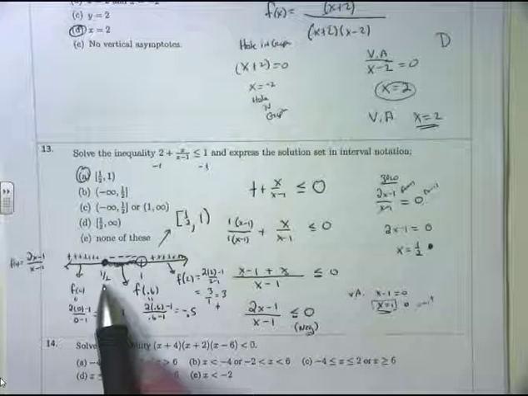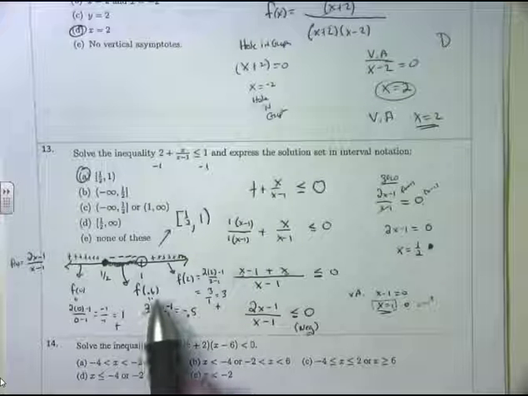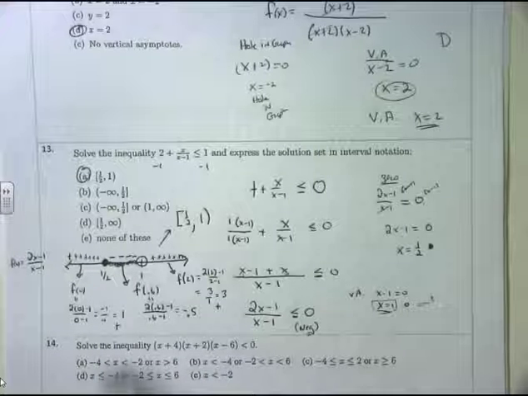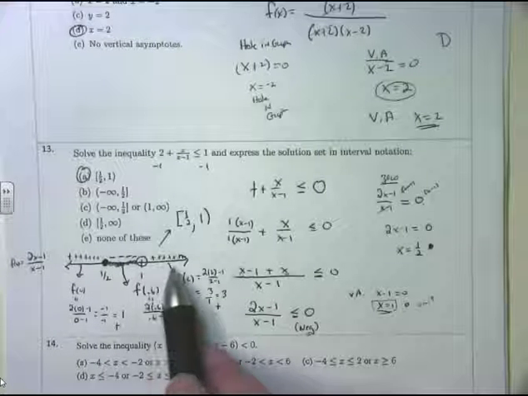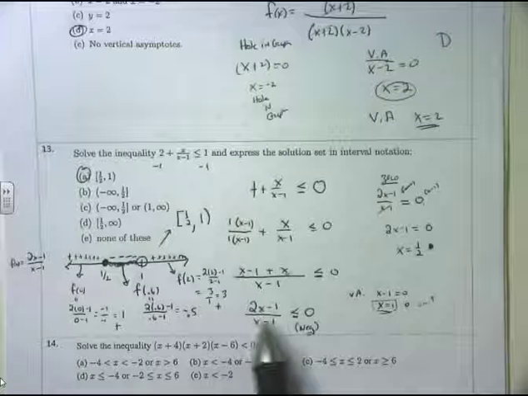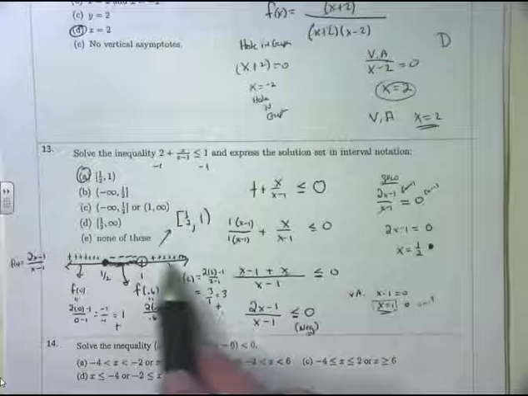I pick a number between 1/2 and 1. My students chose 0.6. Great, I plugged in 0.6 and I got negative a half, so it's negative there. And for a number greater than 1, I chose 2. I plugged 2 into my function, 2x minus 1 over x minus 1. When I plug 2 into it, I got 3, which is positive, so everything is positive there.